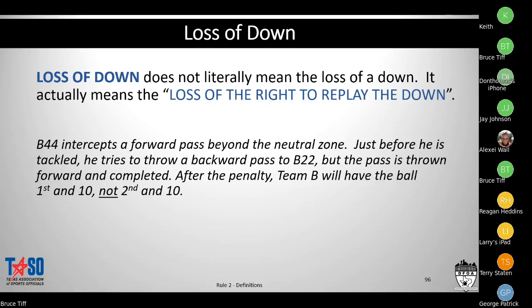Alexi, Keith, any other closing comments before we jump into some questions? Only thing I was going to share in addition to what you said, Bruce, the definitions really come into play with me when I start getting into other rules and I'm trying to apply the correct penalty to a situation. You may find yourself referring back to the definitions so that you know that you're on point in how you're trying to administer something.